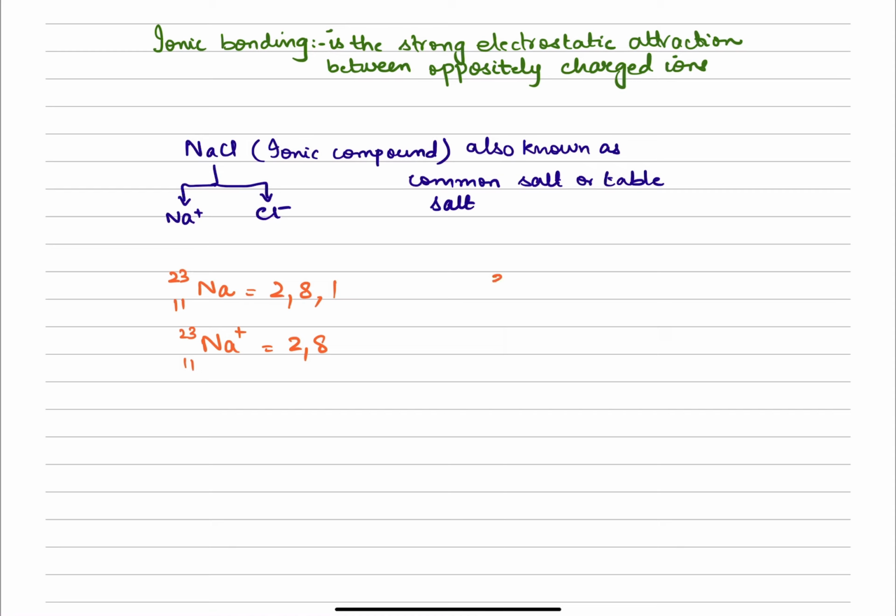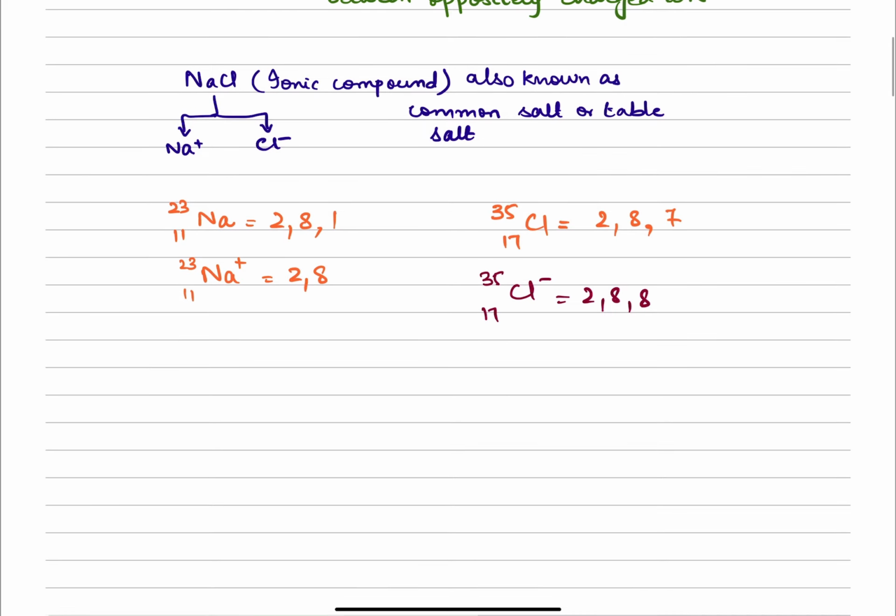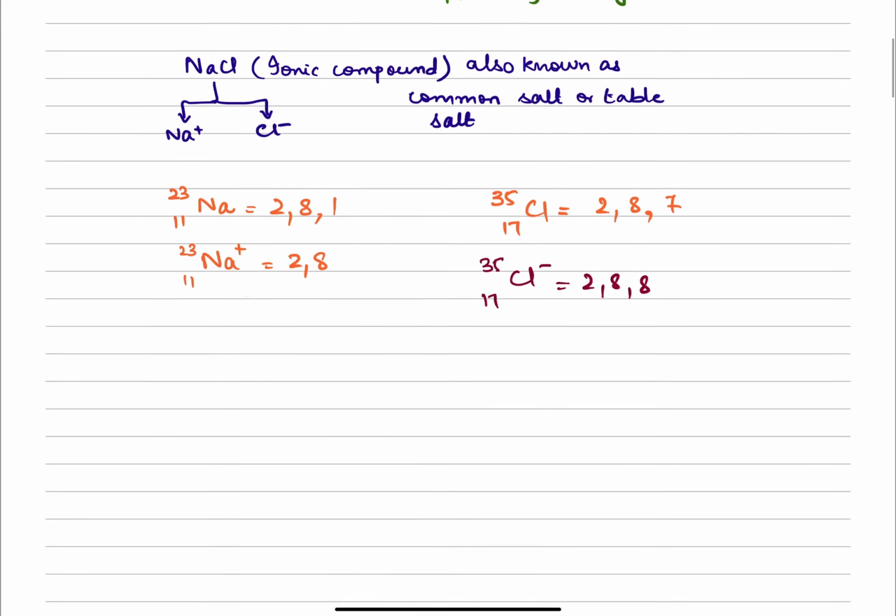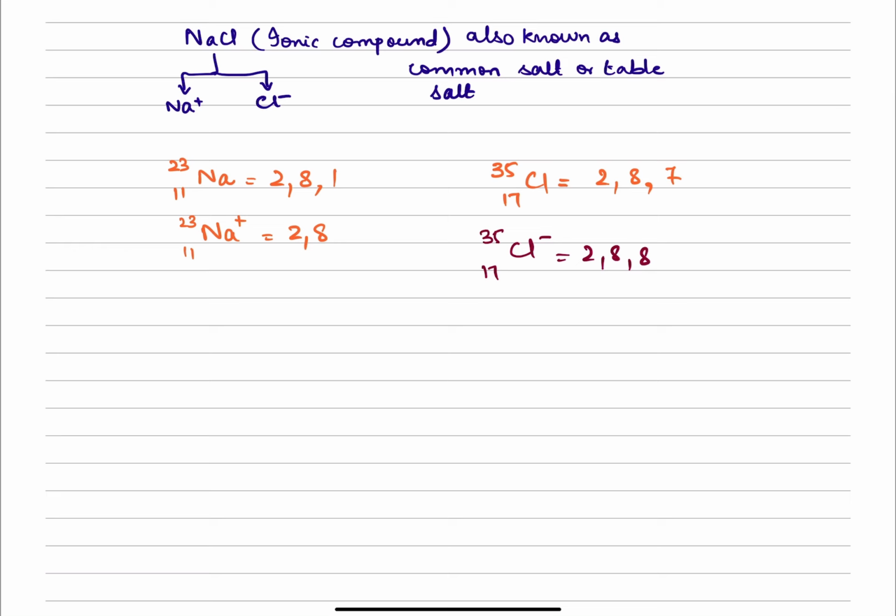When I talk about a chlorine atom, it has an atomic number of 17. So this is 2, 8, 7. And since non-metals tend to gain electrons, the chloride anion will gain that one electron which the sodium is losing. This non-metal will gain the electron the sodium is losing and will get the electronic configuration of argon. This is how the electronic configuration looks like.